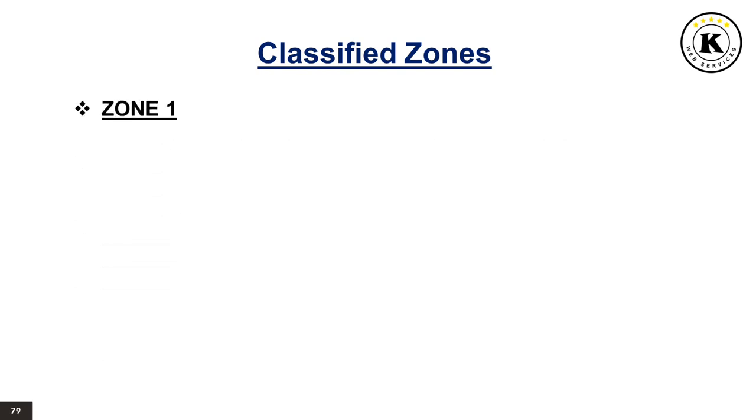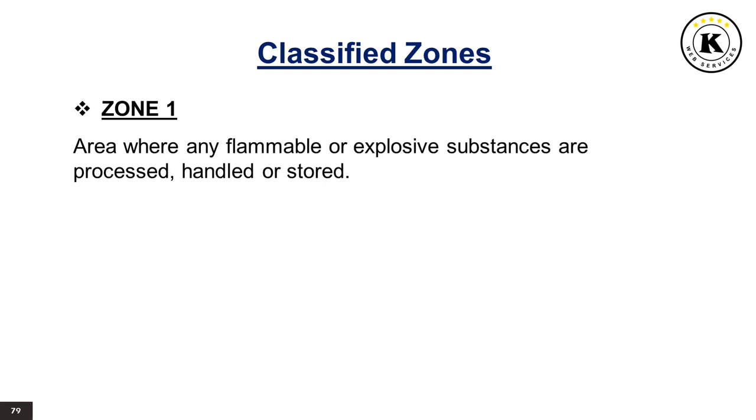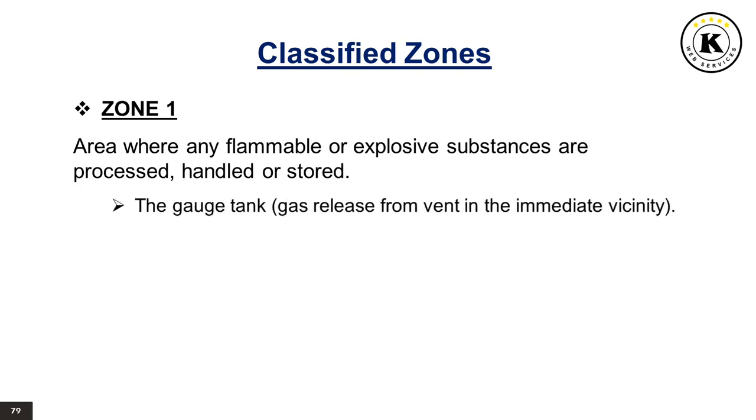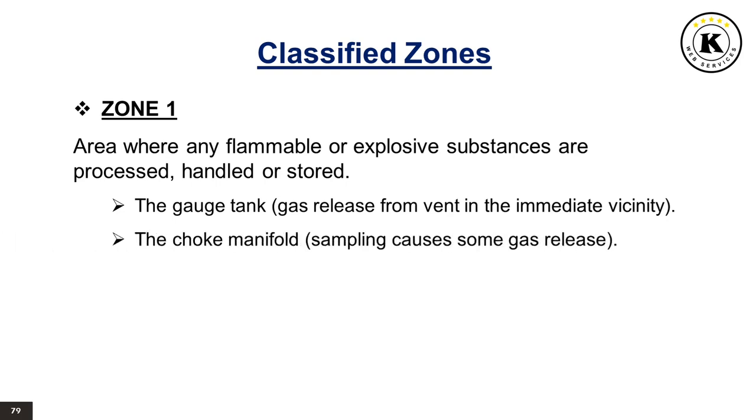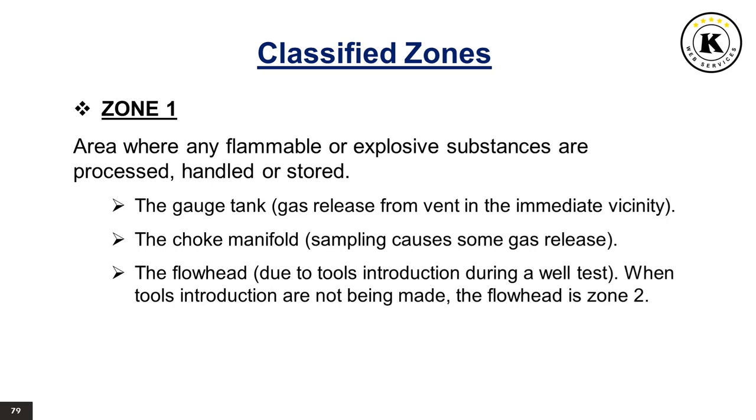Zone 1. Area where any flammable or explosive substances are processed, handled, or stored. For example, the gauge tank, gas release from vent in the immediate vicinity. The choke manifold, sampling causes some gas release. The flow head, due to tool introduction during a well test. When tool introduction is not being made, the flow head is Zone 2. Most electric-driven transfer pumps.